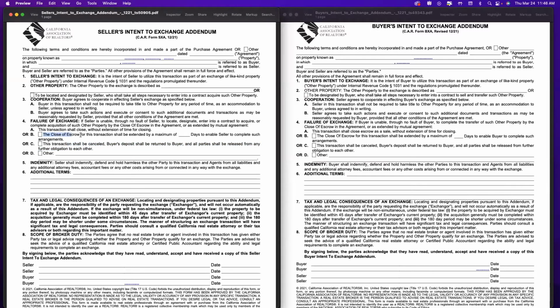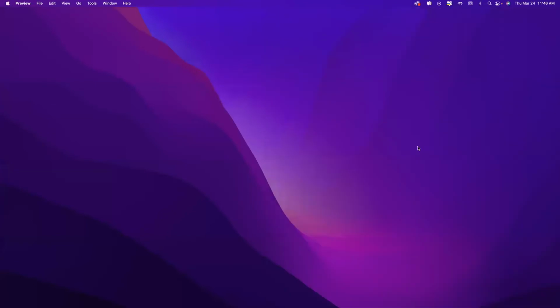This is what we're going to want to add: the close of escrow for this transaction shall be extended by a maximum of blank days so that you can complete all the arrangements for the exchange. Remember what we learned in that 1031 class: we have to start the 1031 process while we're in escrow, not after it closes, even though the exchange process is done after the close of escrow. So keep that in mind. Okay, just wanted to show those to you.